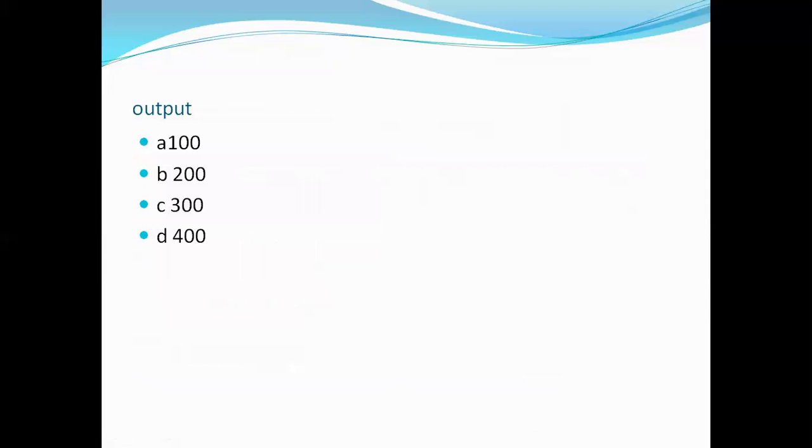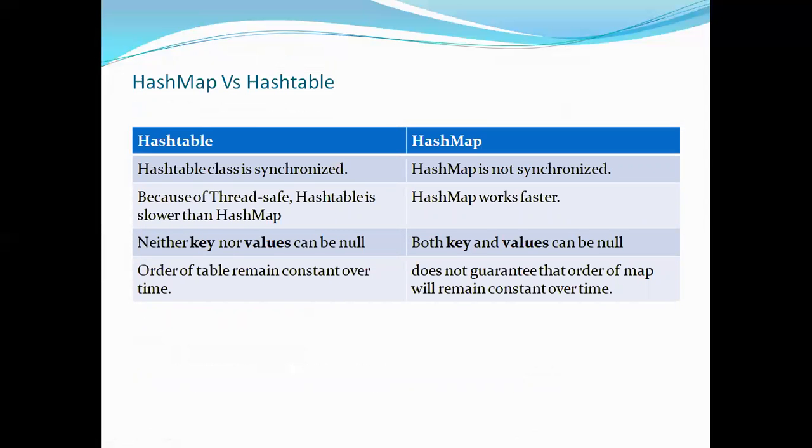This is about hash table. Now let's see the differences between hash map and hash table. Hash map, as I told you, is in the map interface. Now first point: hash table is a legacy class. It is synchronized, whereas hash map is not synchronized. Because of synchronization, hash table is slower than hash map, whereas hash map works faster. Null keys and values are not allowed in hash table, whereas in hash map, key and values can be null. The size of the table remains constant in hash table, whereas in hash map there is no guarantee that the size will be the same all the time.